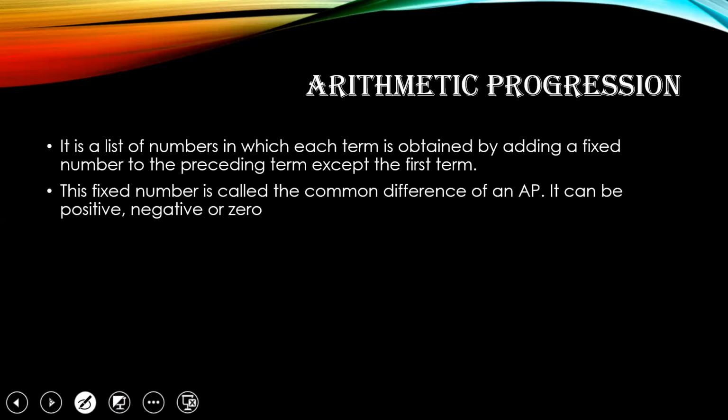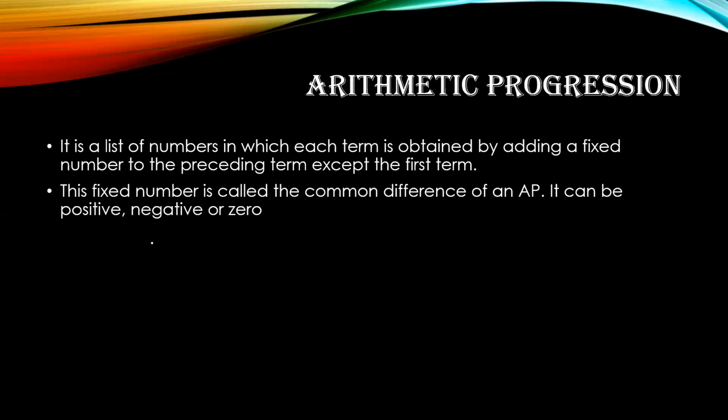What is arithmetic progression? It is a list of numbers in which each term is obtained by adding a fixed number to the preceding term except the first term. The fixed number is called the common difference of an AP. It can be positive, negative, or zero. Let's quickly take an example.